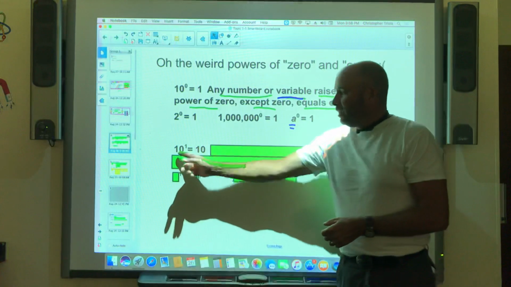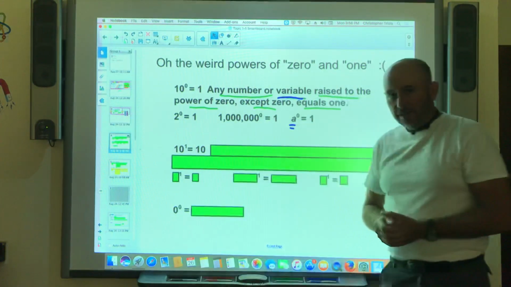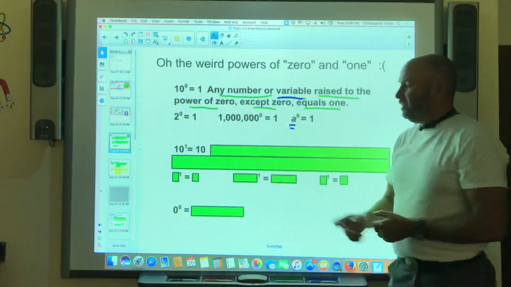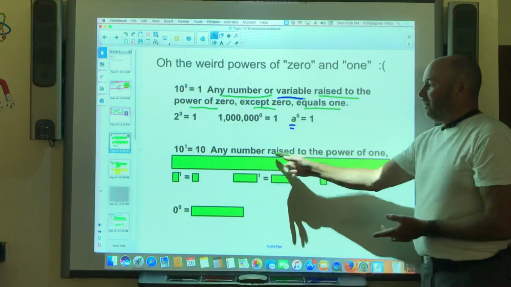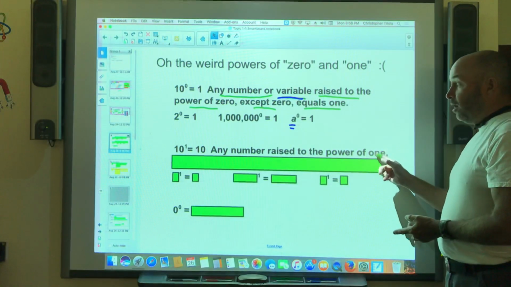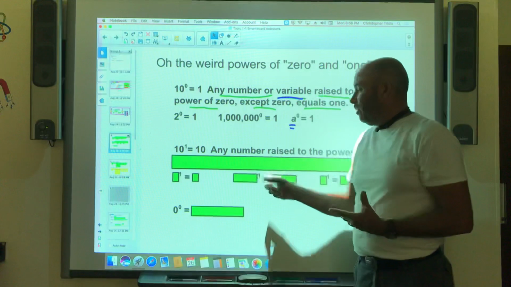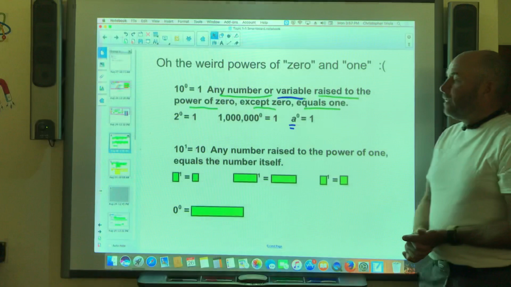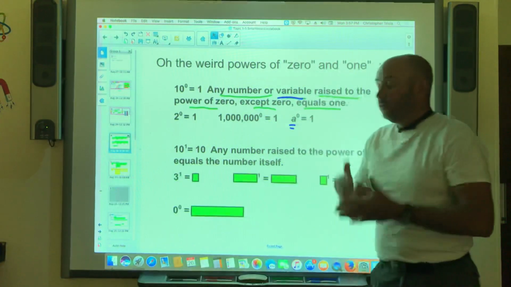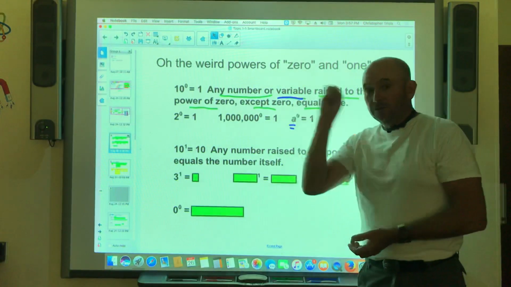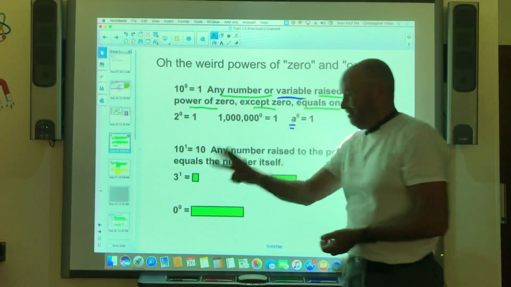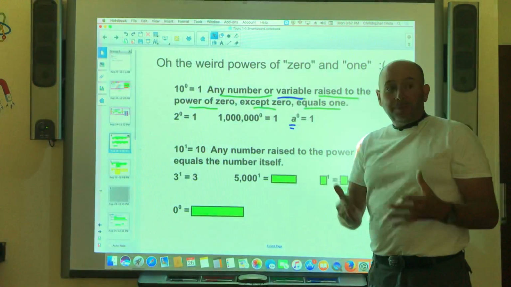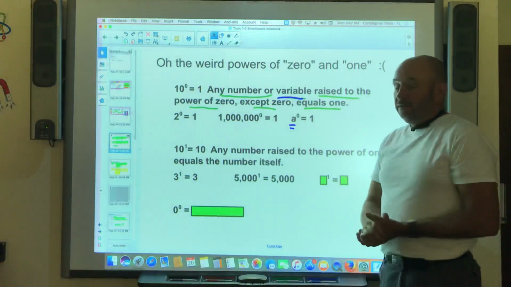Okay? Now notice how we have 10 to the power of 1 equals 10. So in this case, the rule is any number raised to the power of 1, 10 to the first power, or 10 to 1, equals the number itself. Okay? So in other words, 3 to the power of 1 equals, anybody? 3. All right? 5,000 to the power of 1 is 5,000.